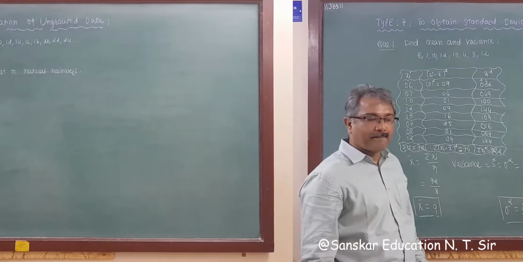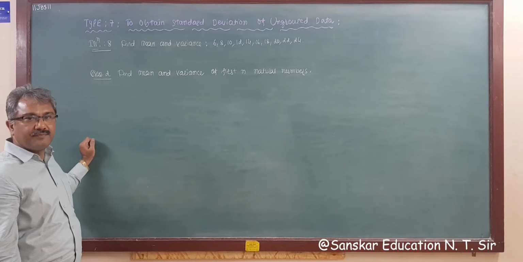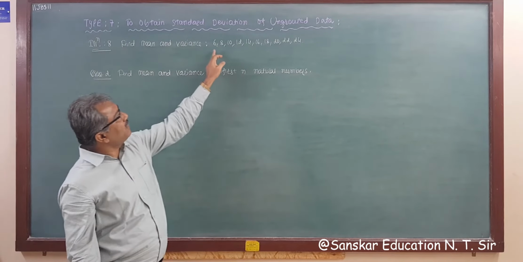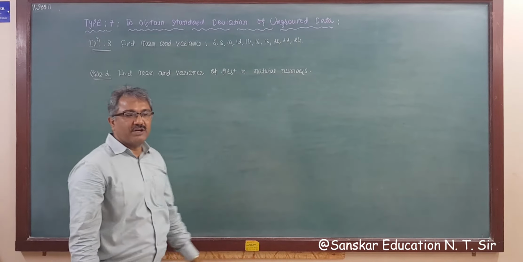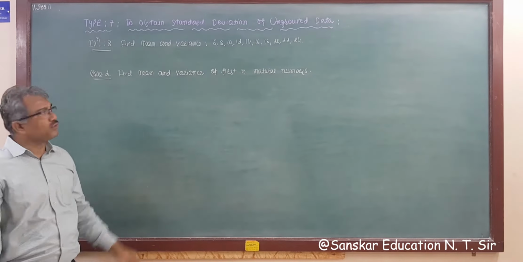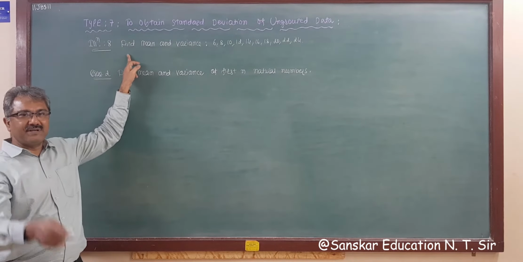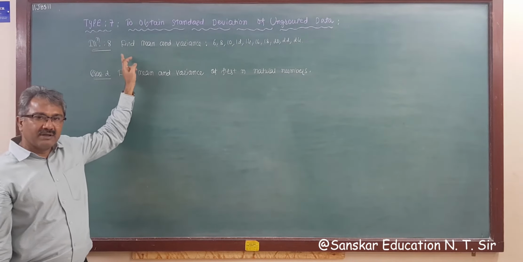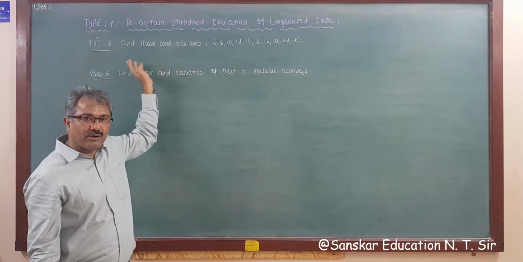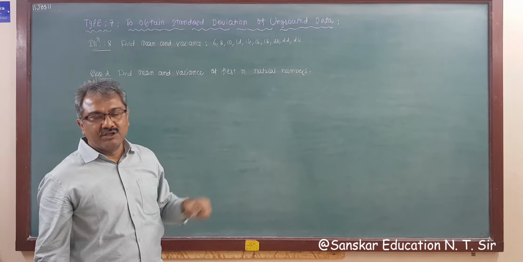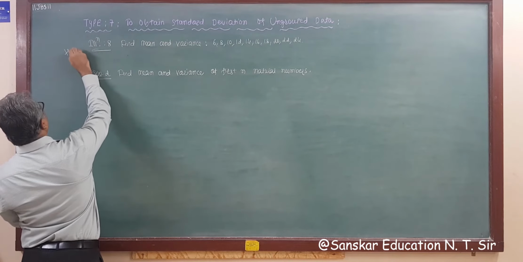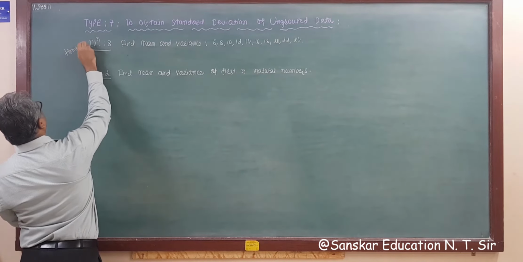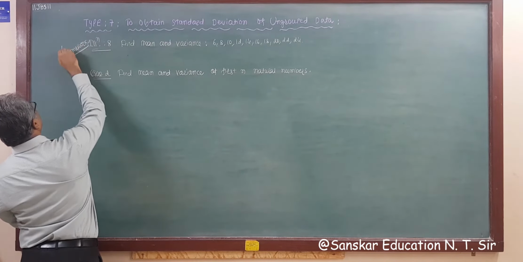Okay? The second question is illustration number 8. Find the mean and variance of 6, 8, 10, 12, 14, 16, 18, 20, 22 and 24. This is the same as we did previously, so I am keeping this for you. Right? So solve it as homework. This is your homework example for practice.